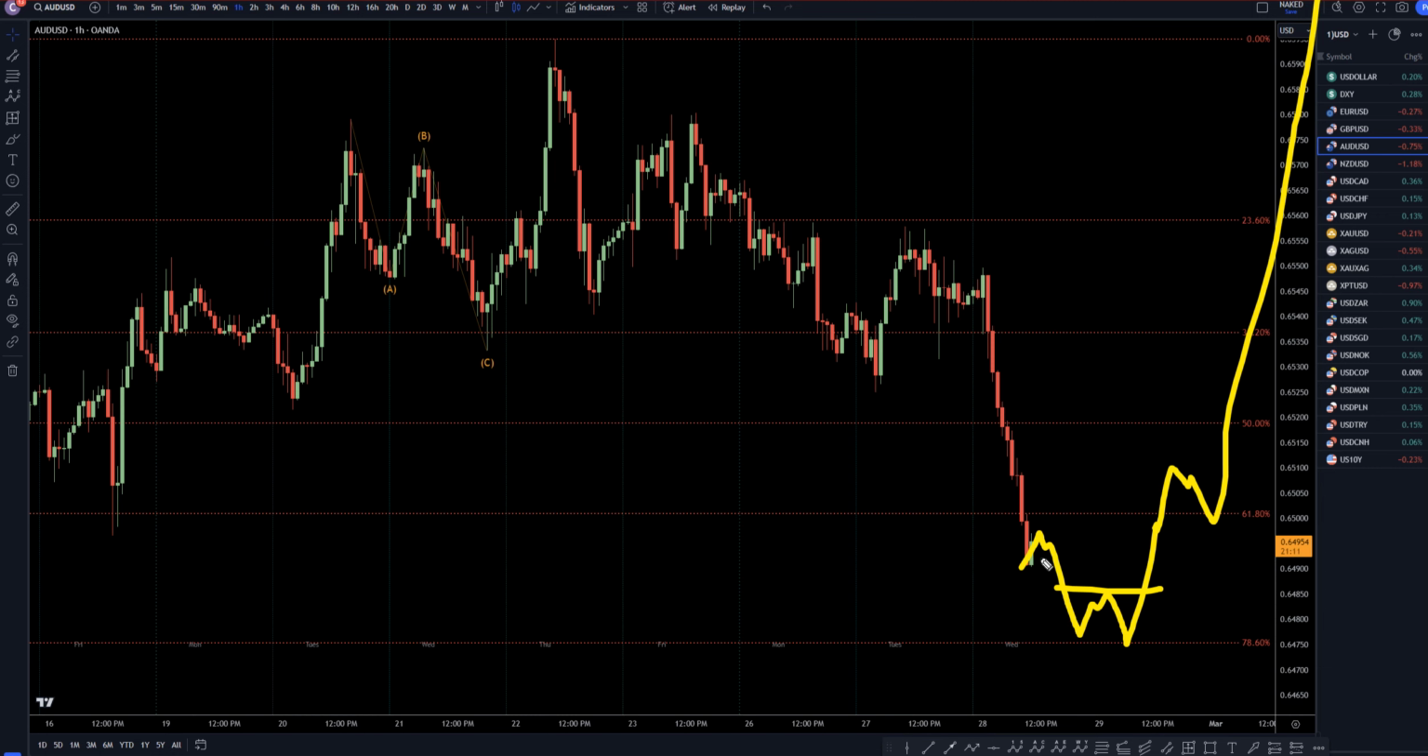But I would be very cautious. I would have to see a picture like this in order to go long because, I mean, there's always a chance that the Aussie just keeps on going down. The Aussie is still very, very weak across the board. So we definitely want to see at least a Fibonacci bounce and a break of structure before I am willing to go long for the continuation of this uptrend.